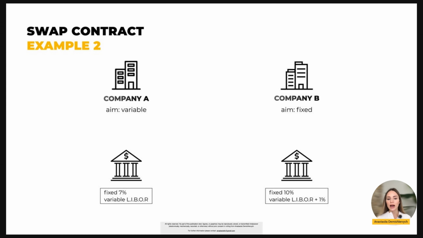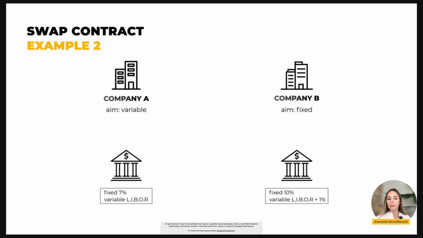Let's say we have two companies, Company A and Company B. Both are looking to borrow $5 million each for expansion. However, they have different preferences for interest rates. Company A prefers a variable rate because it believes rates may decline, making a floating rate beneficial. Company B, on the other hand, prefers a fixed rate, similar to how some people choose a fixed rate mortgage for stability, while others opt for variable rates.